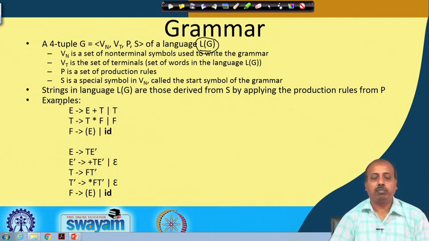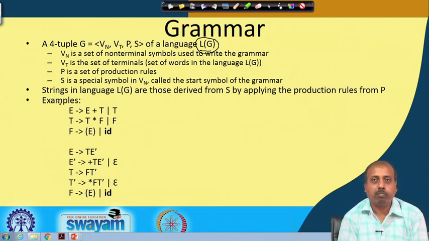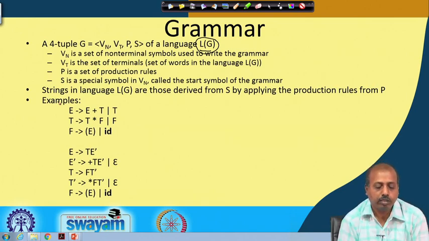So, in the final derivation that we have, there should not be any non-terminal left, so everything has to be replaced by terminals, and then these terminals can be combined in some fashion using these grammar rules to get the overall parse tree.